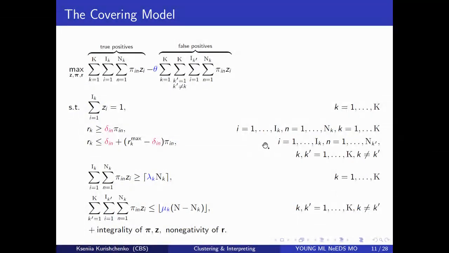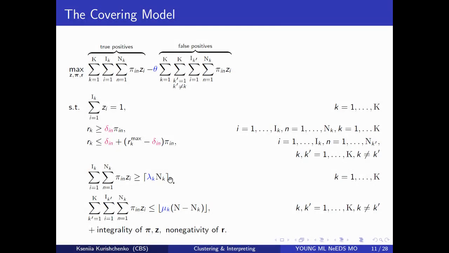Okay, here's the covering model relation, and in our objective function, as I told you, we maximize the total number of true positive cases, and we minimize the total number of false positive cases, weighted by theta. Also, we have one prototype per cluster, some constraints for choosing the radius, and these two important constraints, which tell us that we can control true positive cases and false positive cases in each cluster.